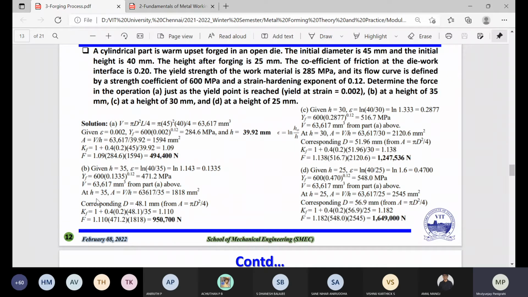So you can calculate now A equal to this one, then you will calculate F, in the similar way. Now, if the first part is clear, then the second part, what we have done in the previous numerical, in a similar way we can do. And the third and fourth part you can do in a similar way, like 30 mm and 25 mm. Maybe you can do at home. Just try. If you have any question, you can ask me in the next class.